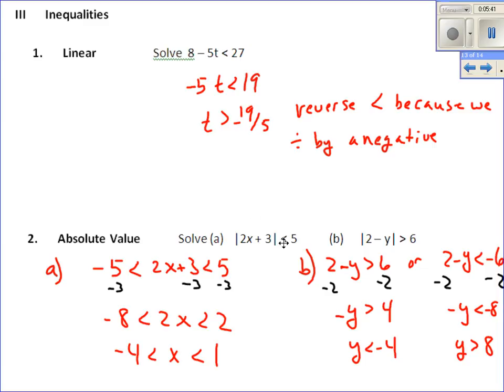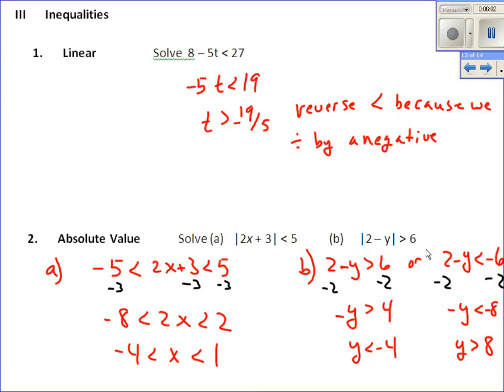Absolute value inequalities, solve them two different ways depending on whether we've got a constant greater than the absolute value or if the absolute value is greater than the constant. If the absolute value is smaller than the constant, then it should be in between the positive and the negative of that constant. And we solve it like a three-sided equation to isolate the variable in between two constants.